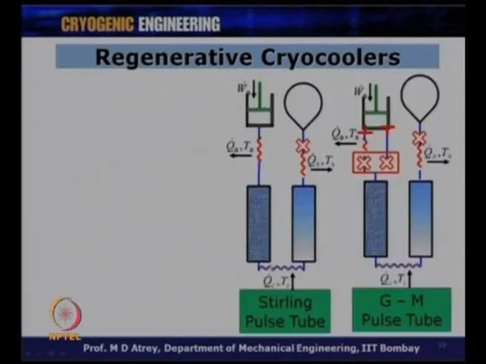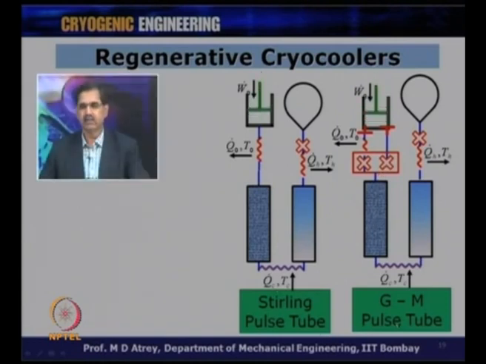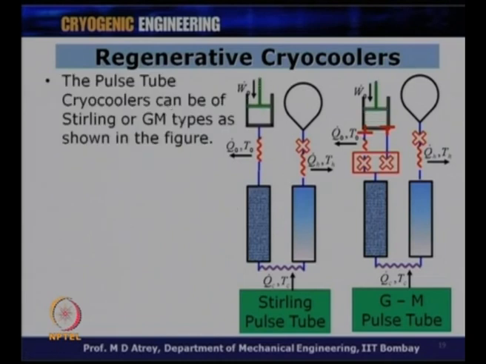Now, these pulse tube cryocoolers can be with valve and without valve, which means they can be of Stirling type pulse tube cooler, which is without valve, and also they could be of GM type pulse tube cooler, which means there is a valve element between the compressor and expander. So, this is called the Stirling type pulse tube cooler, this is called the GM type pulse tube cooler. As I said, this is a high frequency machine, this could be a low frequency machine. So, the pulse tube cooler can be of Stirling type or GM type, as shown in this figure.